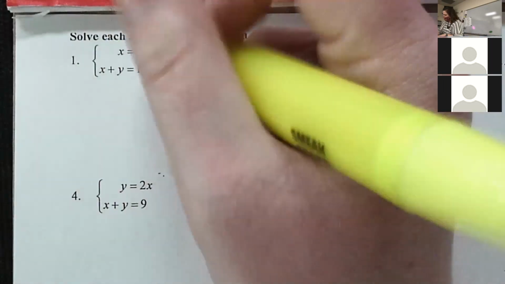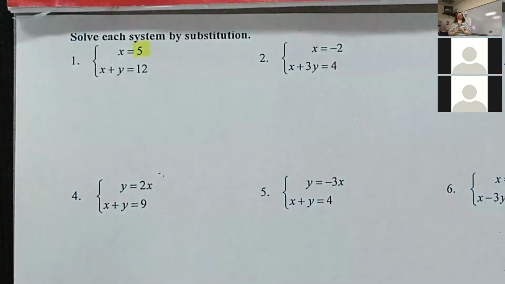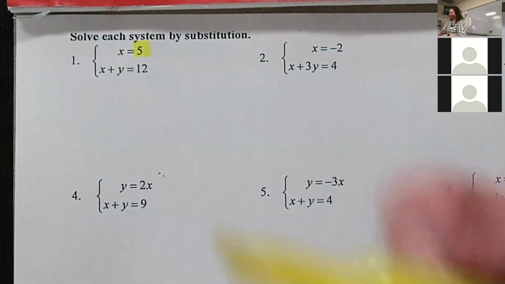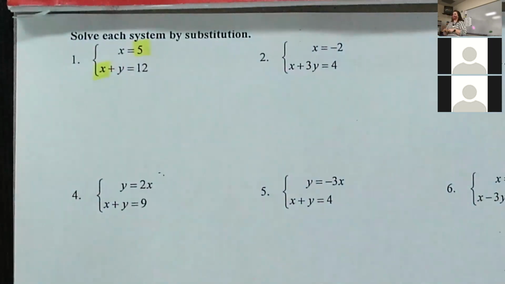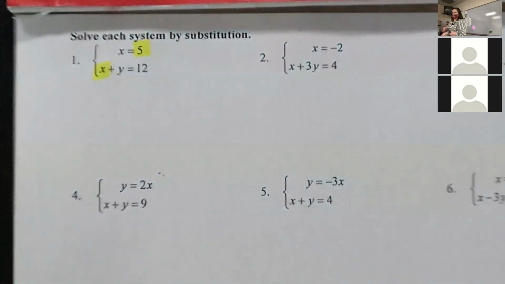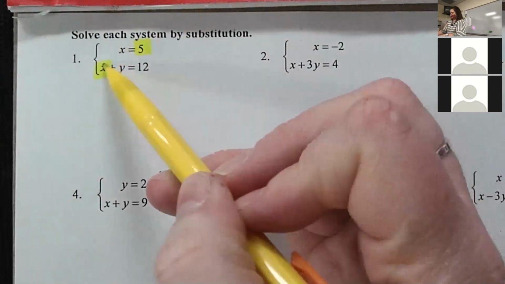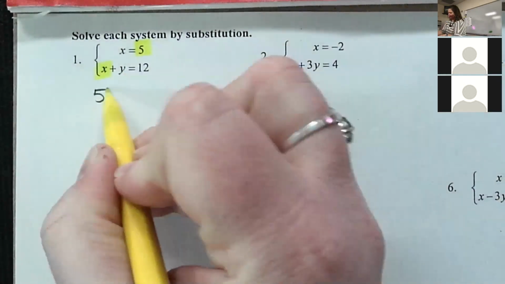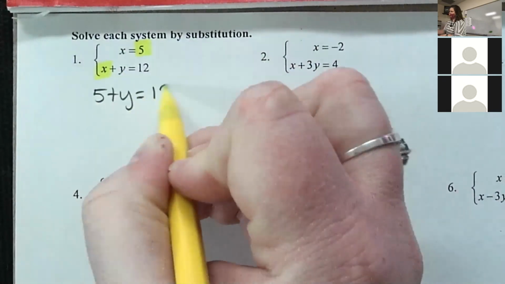So I see this x equals 5, so I'm gonna highlight that 5. Okay, that's x equals that. So wherever I see an x in the other equation, I'm gonna plug in that 5 there. Okay, literally swapping the yellows out for each other. So instead of saying x, I'm gonna put 5. I'm gonna have 5 plus y equals 12.